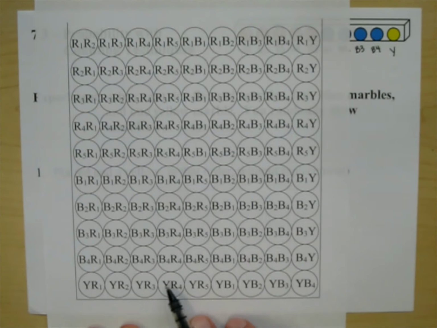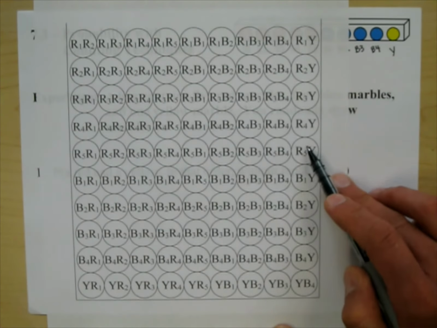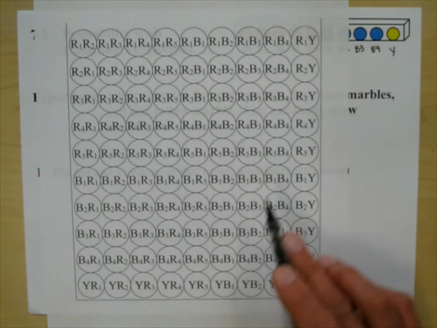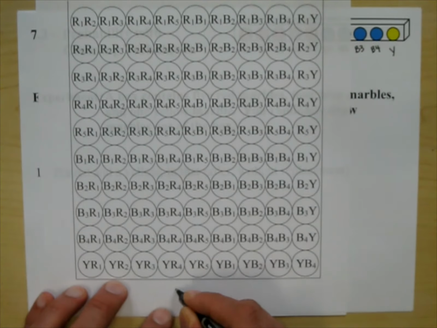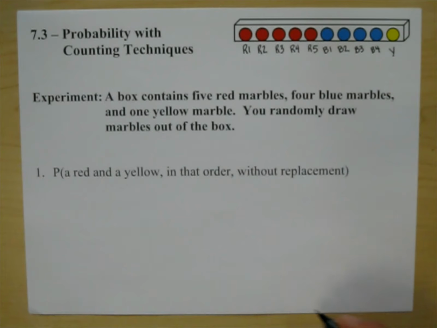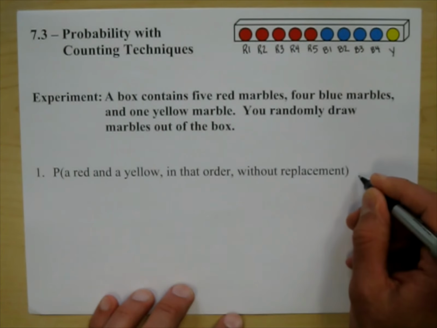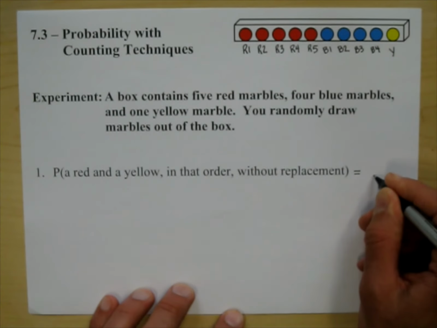Well, 1, 2, 3, 4, 5, 6, 7, 8, 9. 1, 2, 3, 4, 5, 6, 7, 8, 9, 10. 9 times 10, so there's 90 marbles in this box. Let me write that down. There's 90 marbles. Okay, so our denominator is going to have 90 because there's 90 things that can happen.